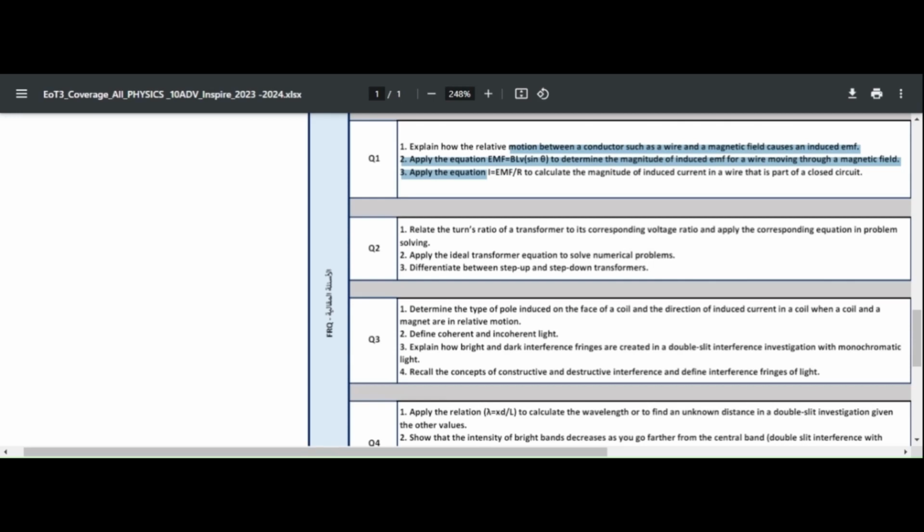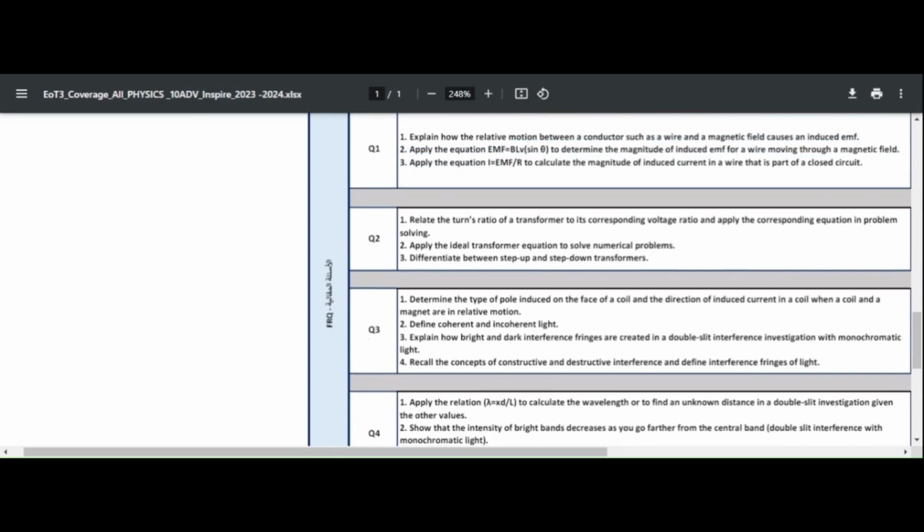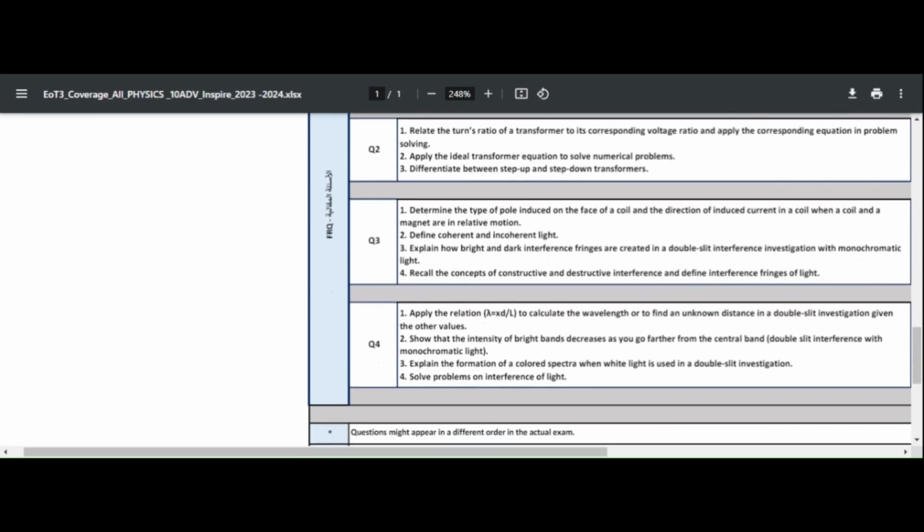Then the next question is about the transformer. A transformer uses a turns ratio. Turns ratio is the ratio between the coils, the primary and secondary coils. They will give you the number of coils in primary and the number of coils in secondary.